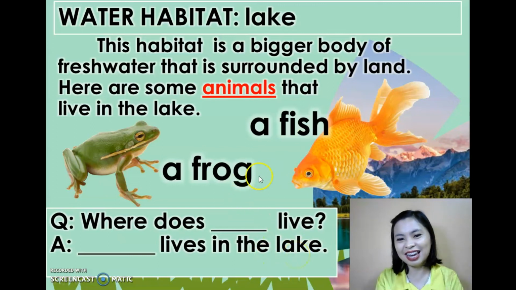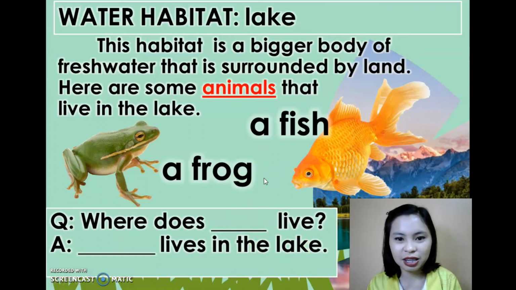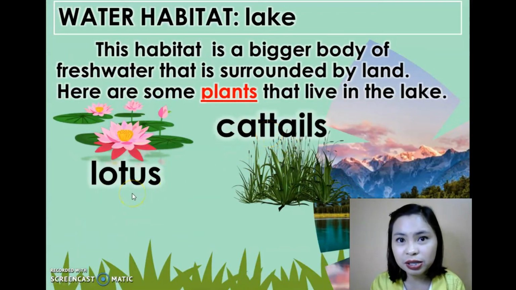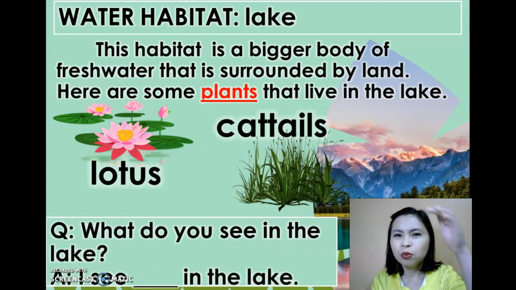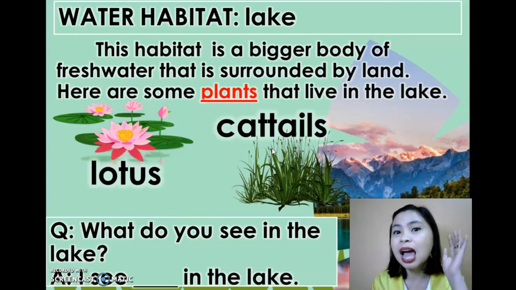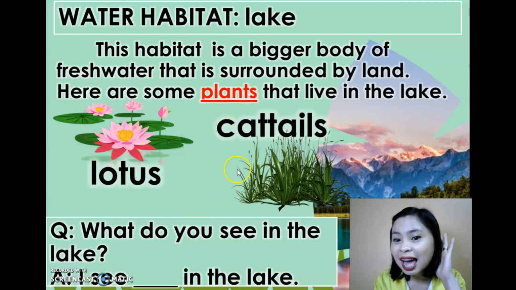Lake. Okay, next, plants. We have lotus and cattail. Lotus and cattails. Okay, question. What do you see in the lake? Or what plants do you see in the lake? For this plant, the answer, okay, you do the answer. 1, 2, 3. One more time.